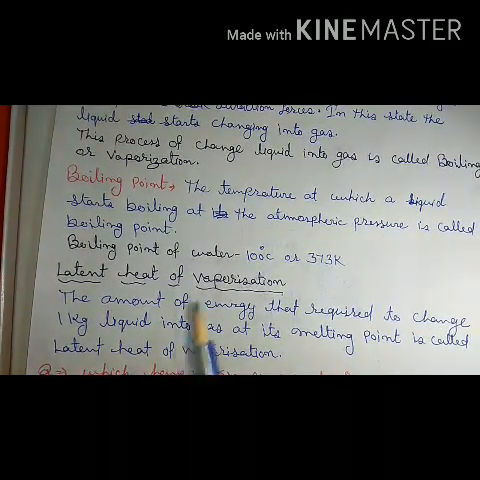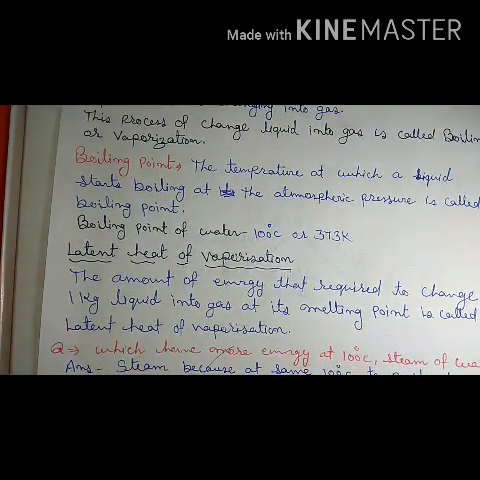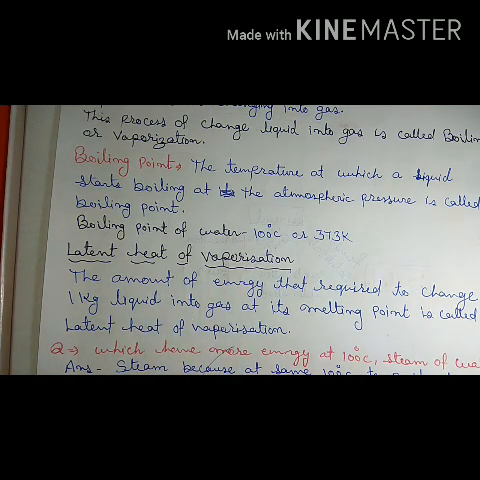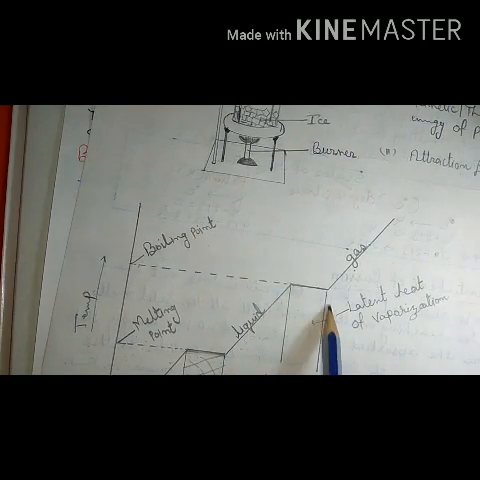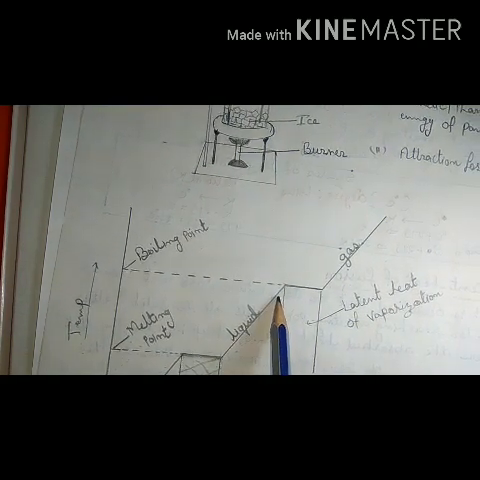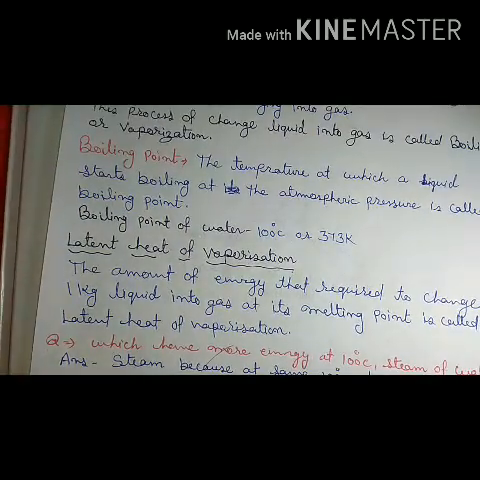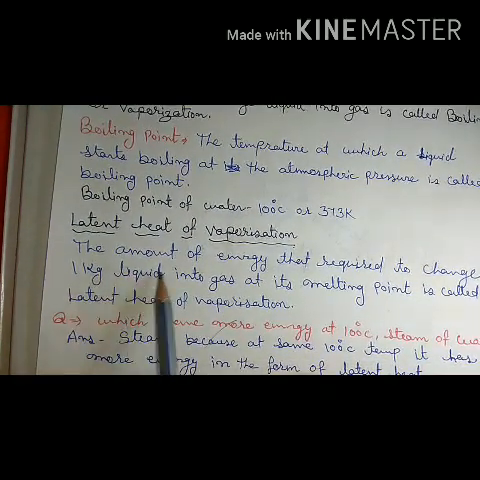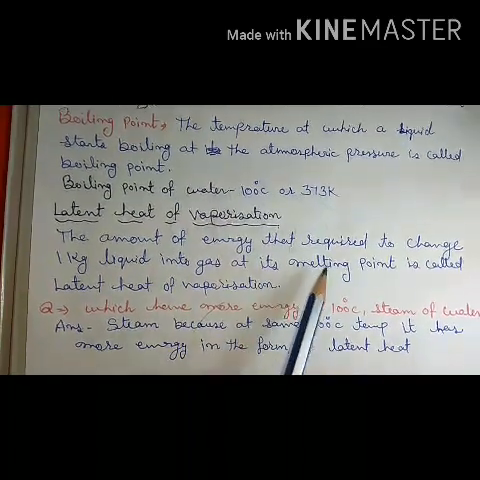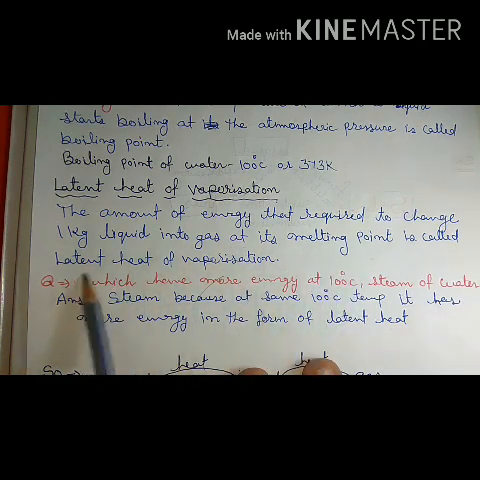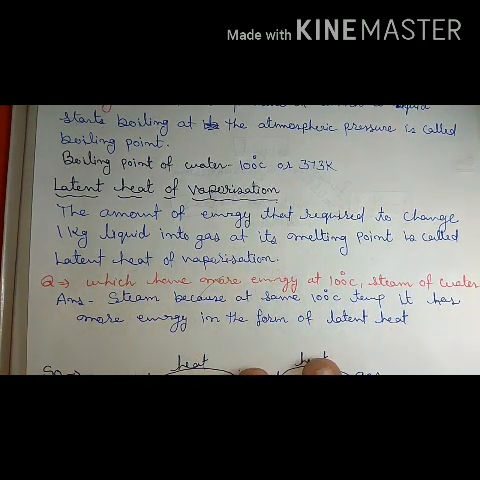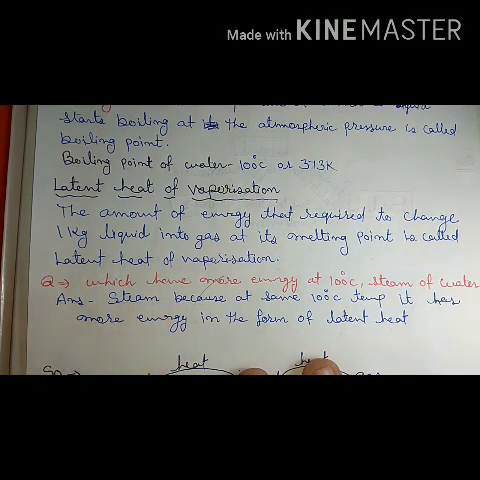Now, the latent heat of vaporization is similar to the latent heat of fusion. If I am showing it in the graph, that energy is also the same as the latent heat of fusion. The amount of energy required to change 1 kilogram of liquid into gas at its boiling point is known as the latent heat of vaporization.